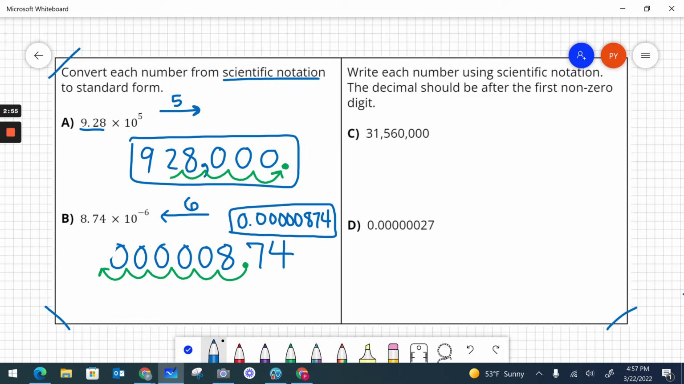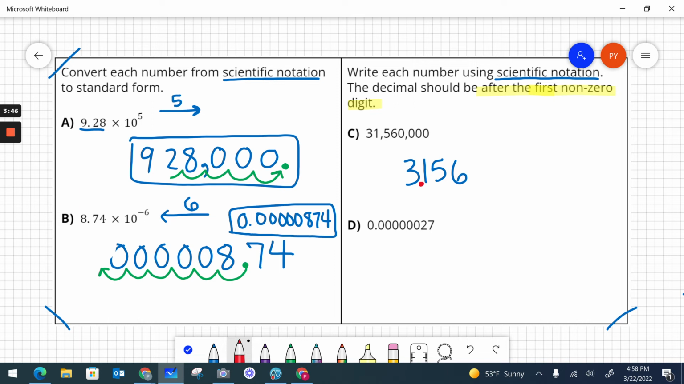Okay, looking at the examples on the right, it's asking us to write each number using scientific notation. The decimal should be after the first non-zero digit. So that's a key thing to remember. We want to rewrite 31,560,000. So what I'm going to do is write all of the non-zero numbers. That's 3, 1, 5, and 6. And I want the decimal to be after the first non-zero digit. That's the 3. So I want the decimal to be right here.